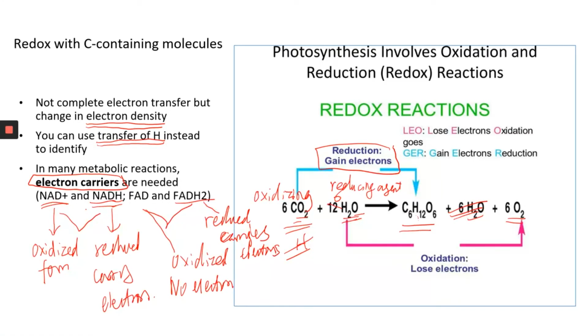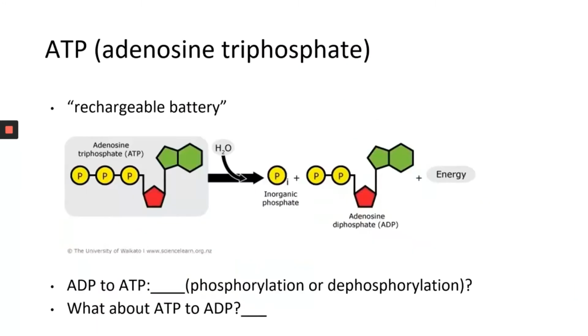So we're gonna mention them again in the cellular respiration. All right, let's keep going. Now, those are electron carriers. So in those redox reactions, you have the electrons being passed between molecules.